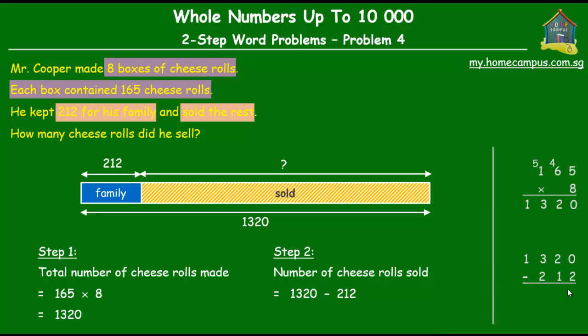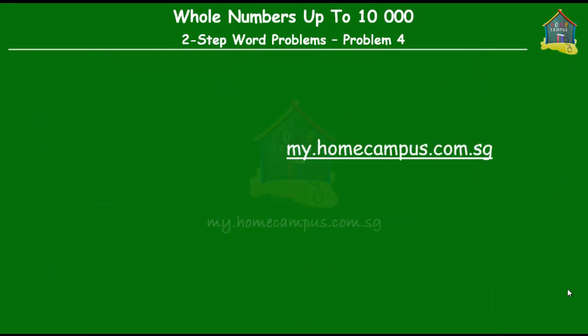Well, let's do the working over here. Now we can't subtract 2 ones from 0 ones, so we regroup the tens. So the 2 tens are now equal to 1 ten and 10 ones. So 10 minus 2 is equal to 8. Then 1 minus 1 is 0. 3 minus 2 is 1. And 1 minus nothing is 1. So the number of cheese rolls he sold is equal to 1108. And that brings us to the end of this lesson.